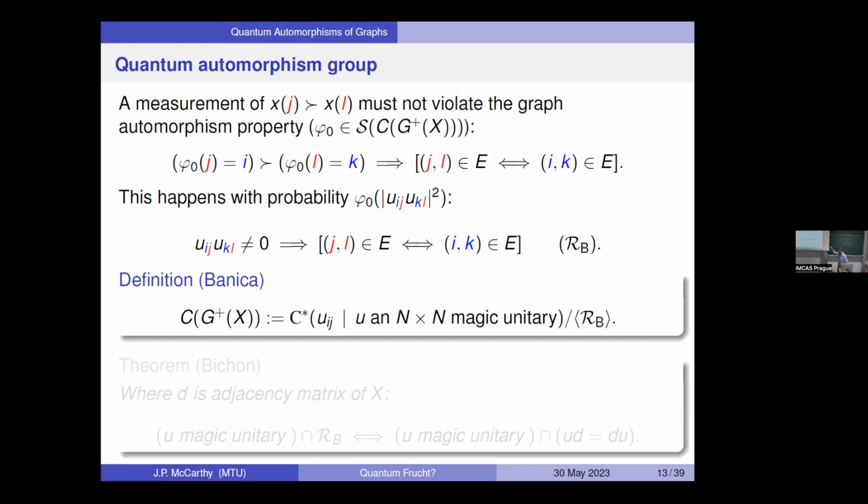Now, this is not exactly how it's given, if you've seen this before, you might be scratching your head over where this Bijan's relation comes from. We will clear it up. So there was, I think, in 2003, Bijan defined a quantum automorphism group.